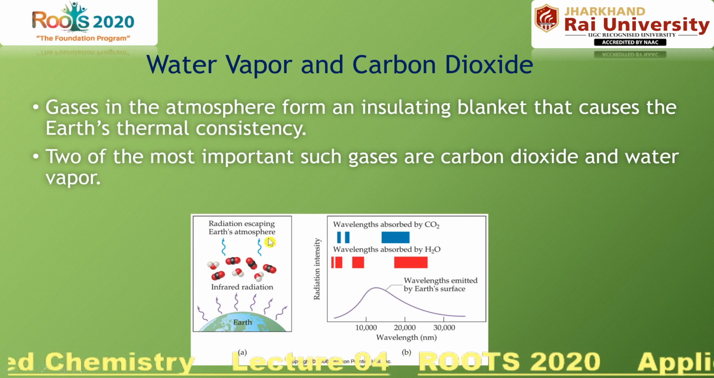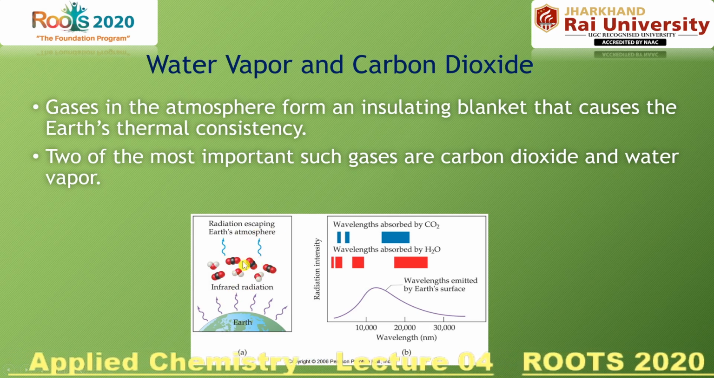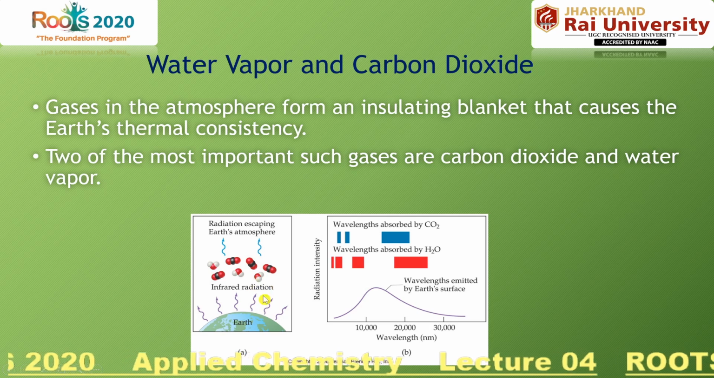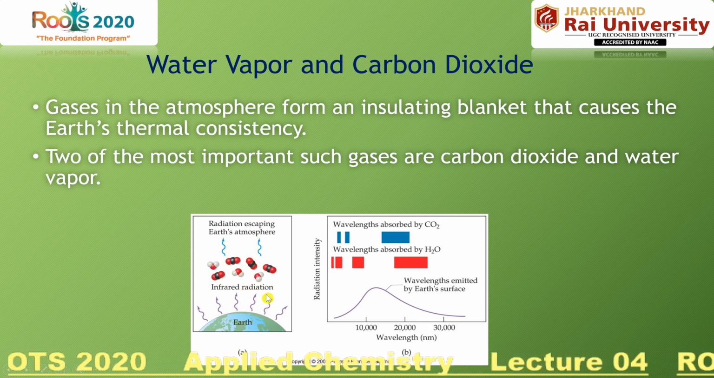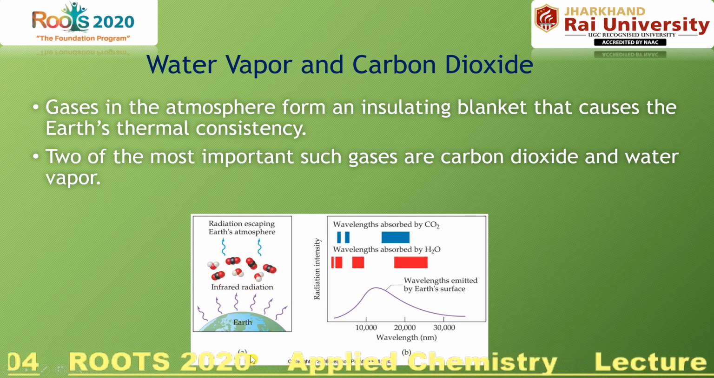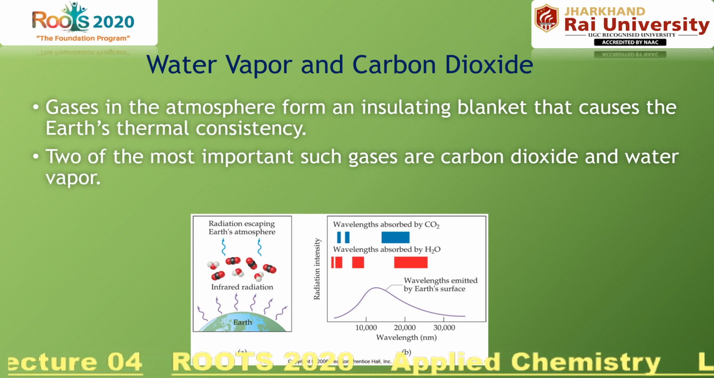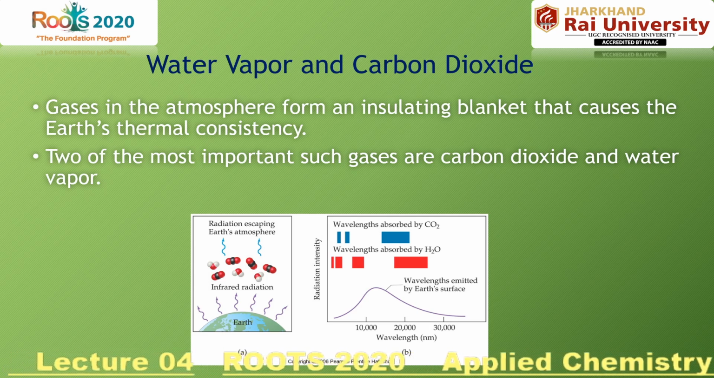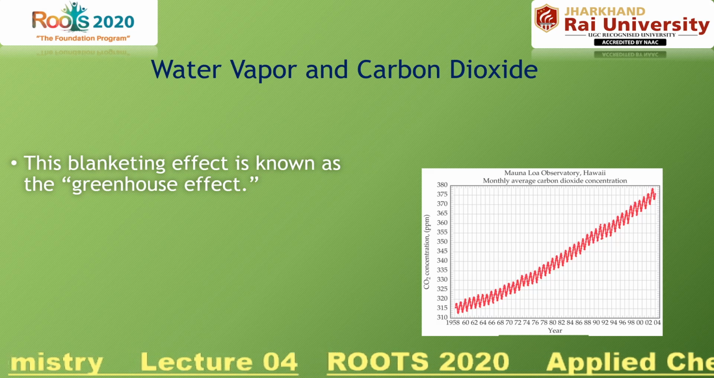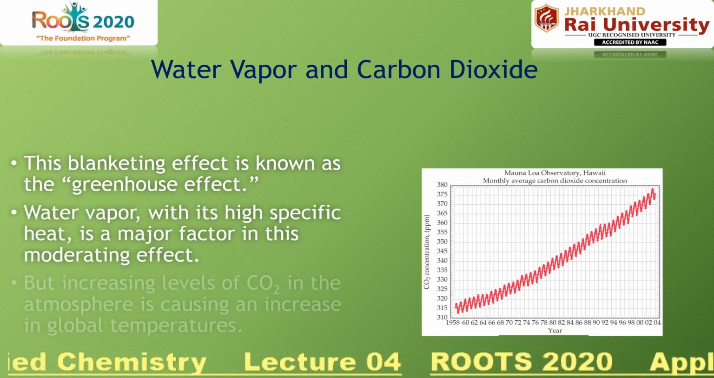So here you can see these are the gases, the carbon dioxide and the water vapor molecule. They capture the radiation, it gets back to the earth's surface, and the temperature is maintained. So these gases are very important to maintain the temperature, but in a balanced way, not in higher concentration. So this is the blanketing effect of greenhouse gases.